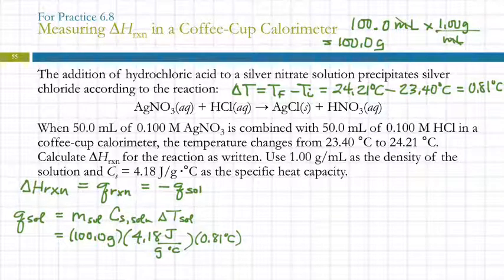Let's look at the units. Grams cancel grams, degrees Celsius cancels degrees Celsius. I'm left with the unit of joule, which is great because that's a unit of energy. So I have 100 times 4.18 times 0.81. So Q for the solution equals 338.58 joules. How many significant figures in that result?